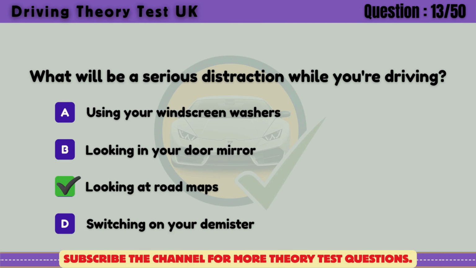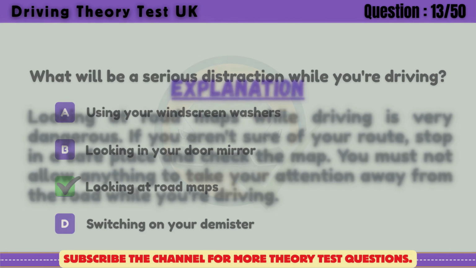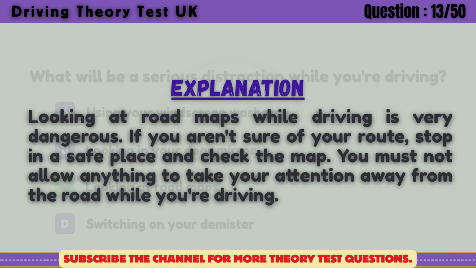Answer is C. Looking at road maps. Looking at road maps while driving is very dangerous. If you aren't sure of your route, stop in a safe place and check the map. You must not allow anything to take your attention away from the road while you're driving.